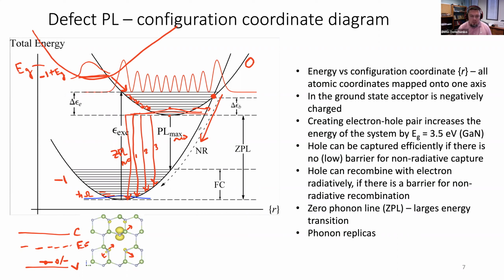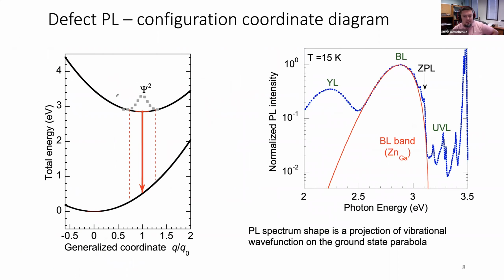One last thing I want to mention is it's interesting that photoluminescence is actually a direct observation of a quantum mechanical phenomenon. Now, this is not as messy. This is my ground state of the neutral vibronic wave function. This is my 0. This is my -1 charge state of the defect. Basically, the photoluminescence band is a projection of this vibronic wave function, Gaussian, down to the ground state parabola. So you'll get some shape of PL, which then, as you measure it, looks like this.